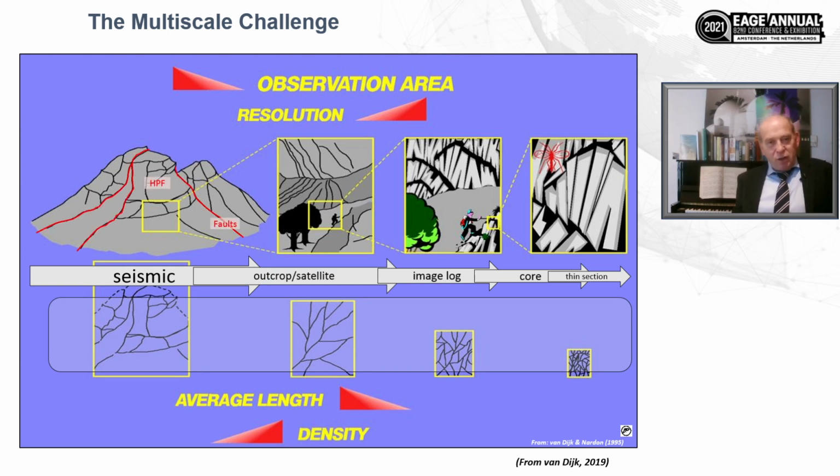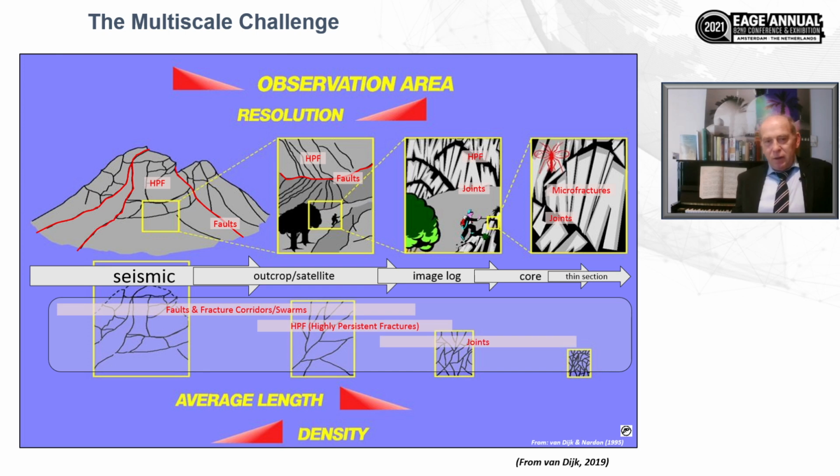In the same way we see highly persistent fractures and faults on the larger and intermediate scales, and joints and microfractures on the smaller scale, which can be observed in a continuous way if we combine the data sets from larger to smaller scales, as we will see in this presentation.